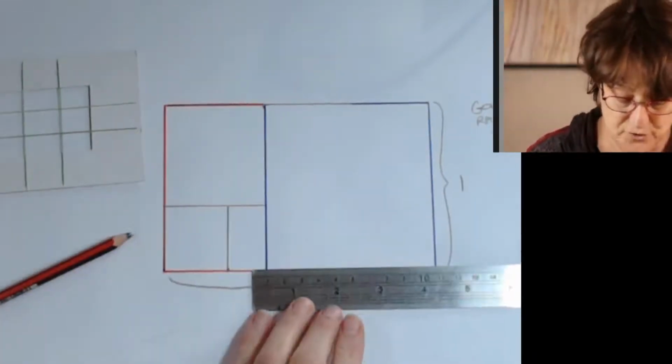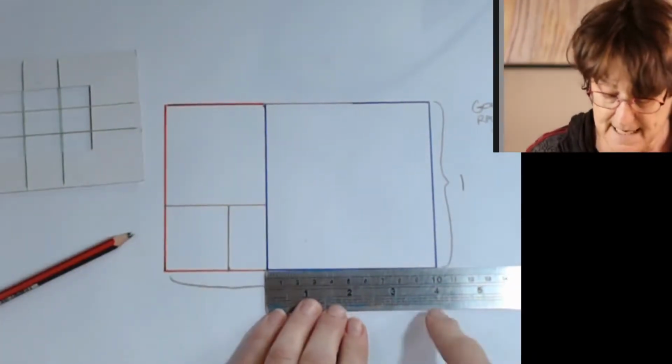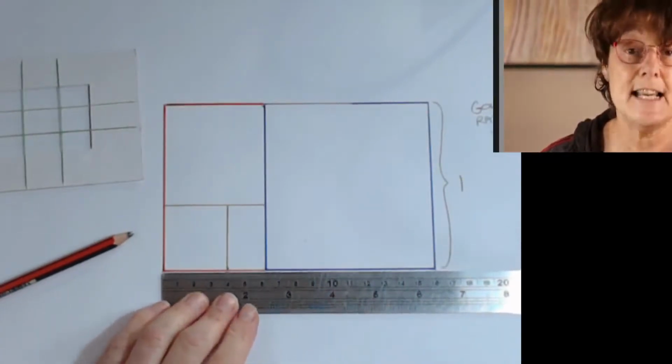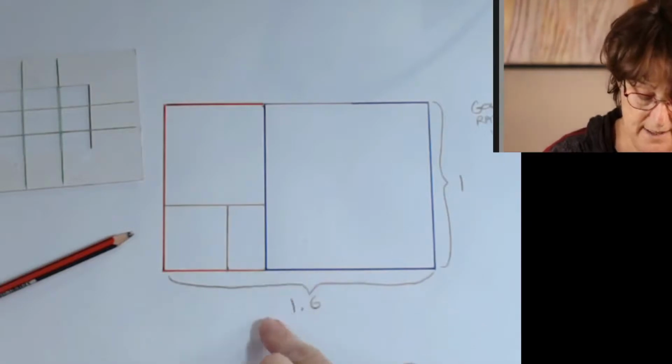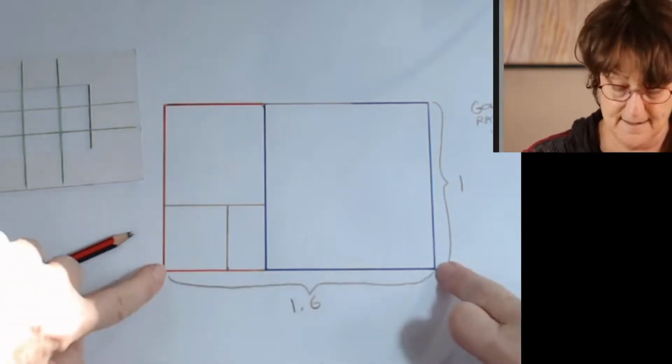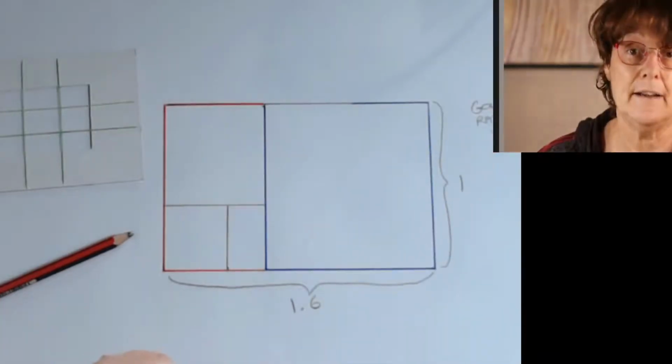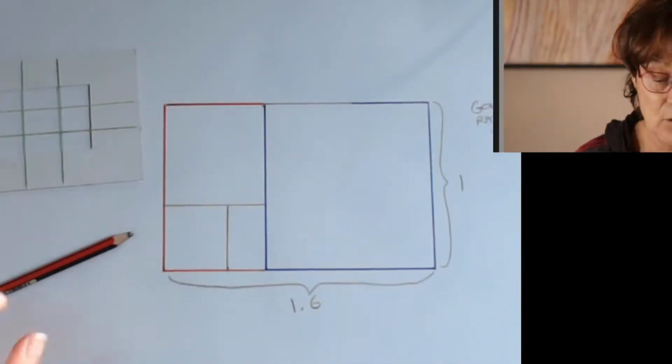So that's actually 10 centimeters. So that's a useful way of doing it. That's 10 centimeters, and I've added another 6 centimeters. So it's 1.6 long of that 1. Okay, and that is the golden ratio.